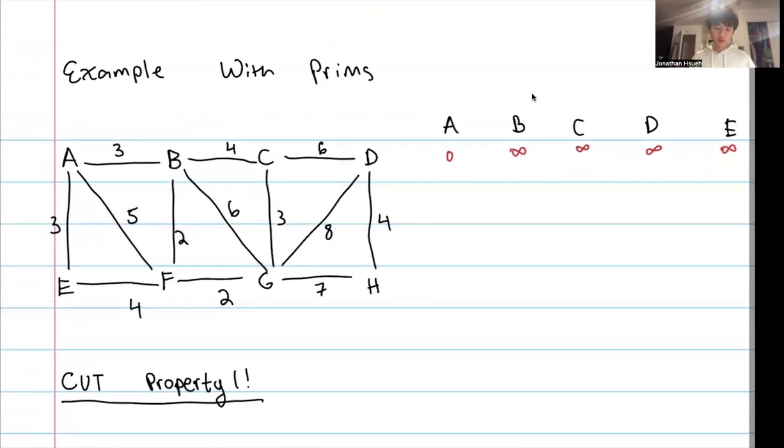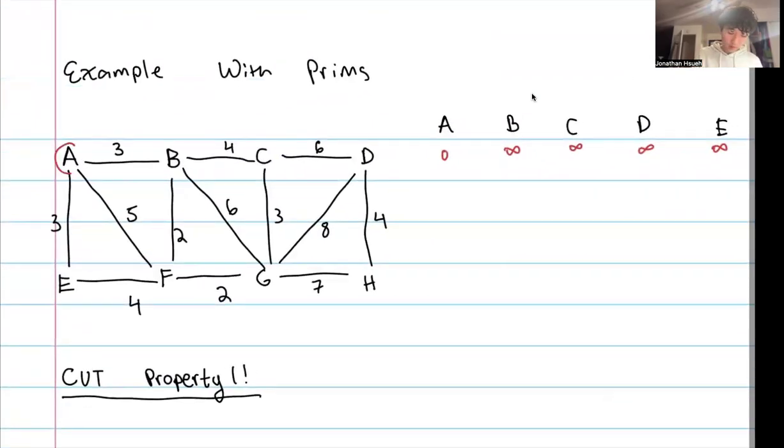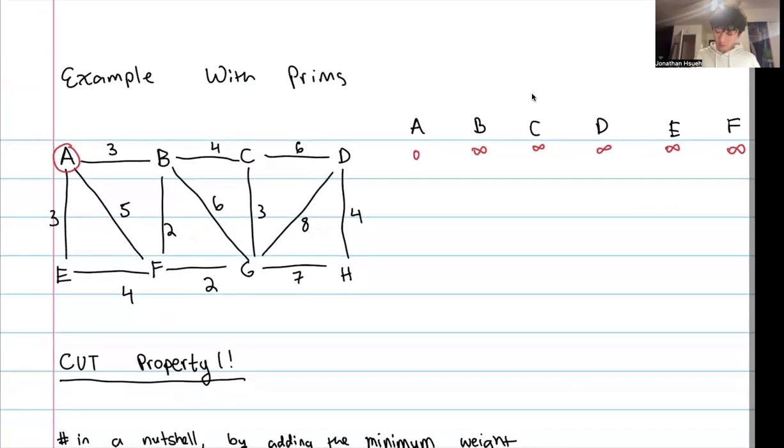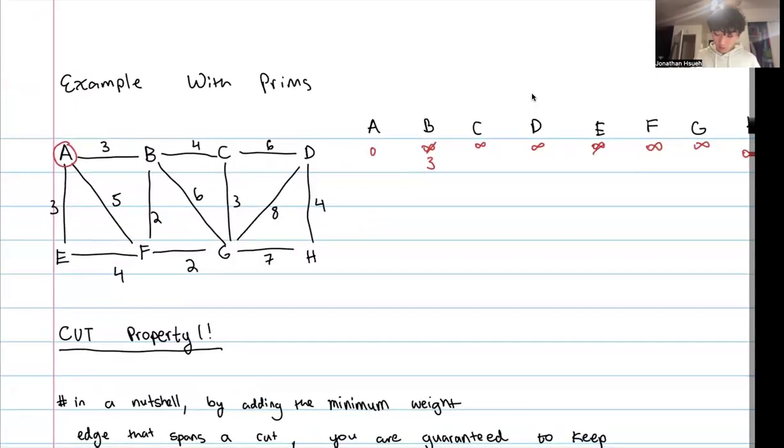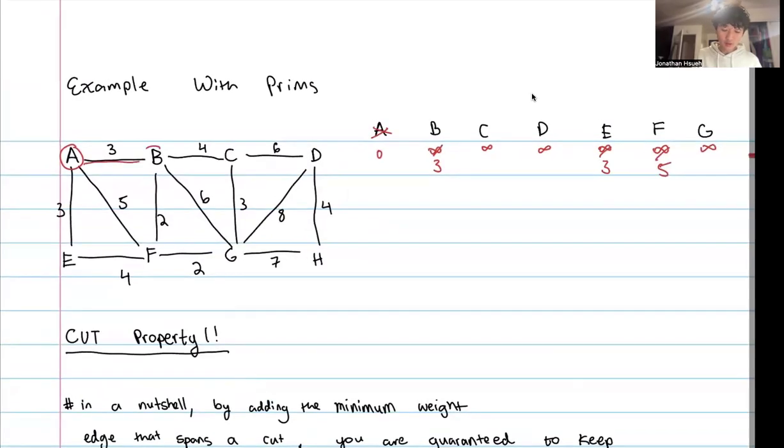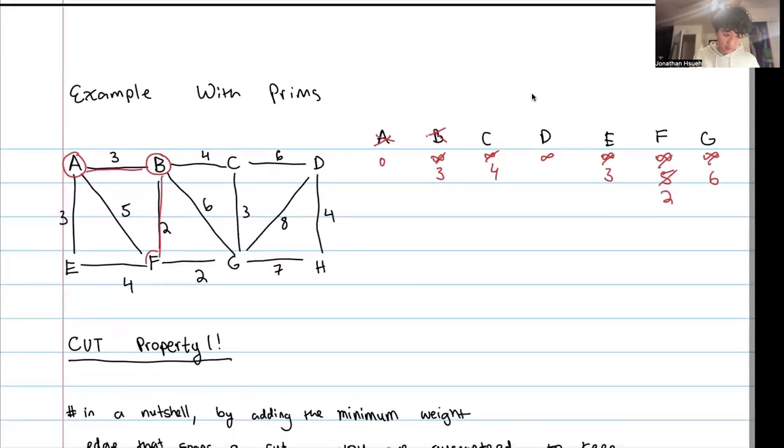So here's an illustration of it. I'm going to start with A, and I'm going to look at all my neighbors of A. So I see B, and the edge is 3, so now B's distance is 3. E has 3, and F has 5. So I'm done with A, and now I want to add the minimum edge, so I'm going to choose B. So I'm going to add B. Now B has an edge to F in 2, which is shorter, to G in 6, and to C in 4. Now I'm done with B, and the minimum edge here is F, so I'm going to add this edge.